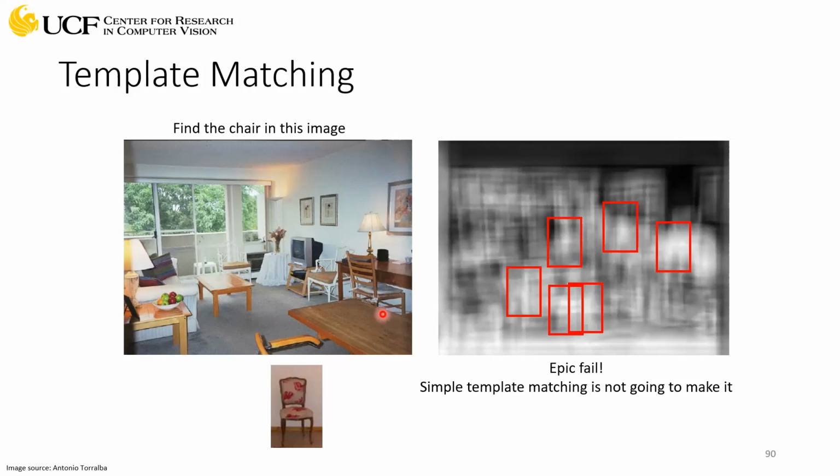So why did it fail? One reason was the scale, which Steve mentioned. The scale might be different between the template you have and the target image. But that's just one aspect. If you look carefully, even the template is not matching, because the texture of this image and the shape of this chair are entirely different from this chair. But we know this is a chair, this is a chair. But if you match pixel-wise, it's not going to work.